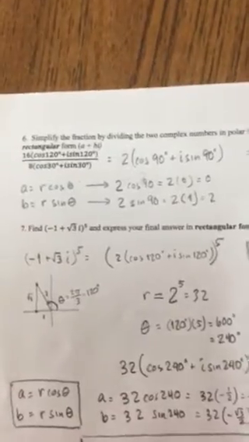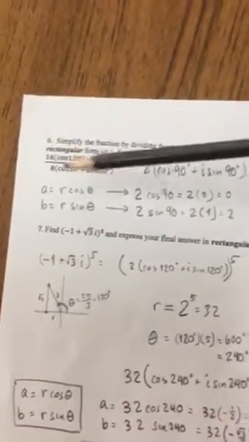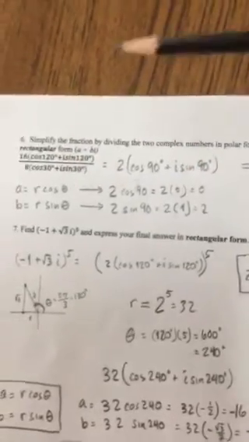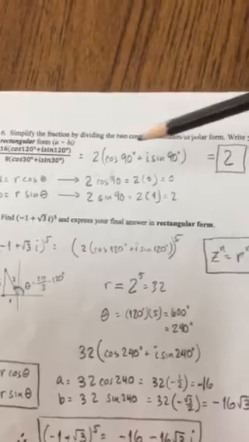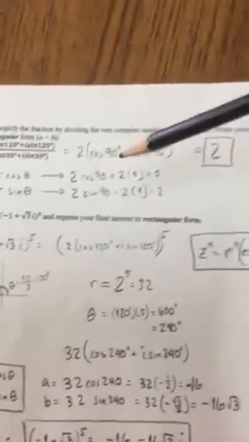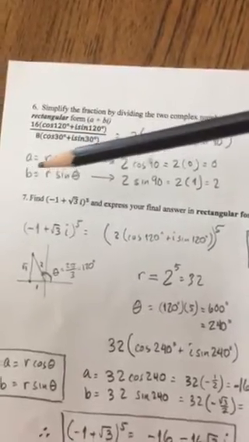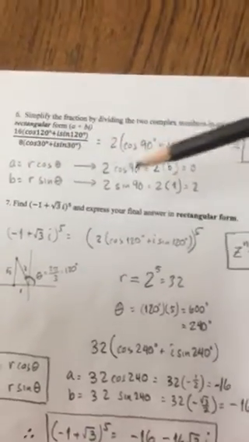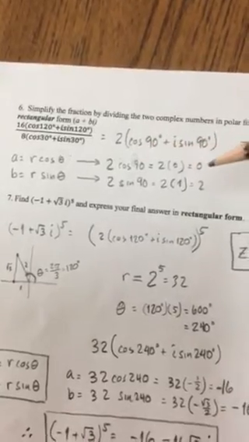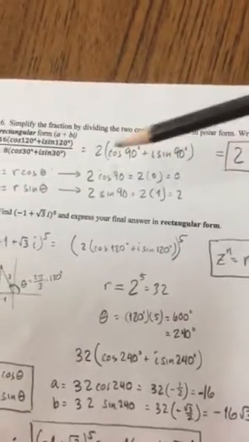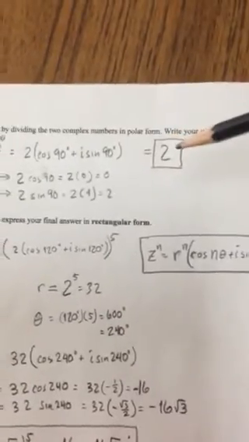Let's flip it over. And here we're going to divide, which is kind of the inverse process right there. Just divide the two moduli. 16 divided by 8 is 2, and you subtract the angles. 120 minus 30 is 90. This problem also asks you to express this number in rectangular form. That's a plus bi form. Well, remember, a is r times the cosine of the angle, and b is r times the sine of the angle. Cosine of 90 is 0, so 2 times 0 is 0. Sine of 90 is 1, and 2 times 1 is 2. So this number in rectangular form is simply 2.